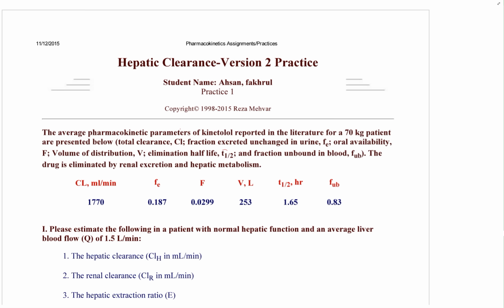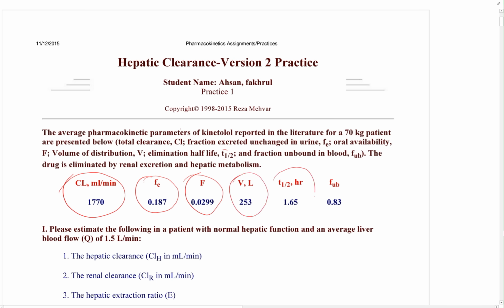First, you have to go over the data. We have clearance in milliliter per minute, fraction no unit, bioavailability no unit. We have volume of distribution in liter, we have T-half in hour, and FUB is fraction unbound. I have not yet taught this.